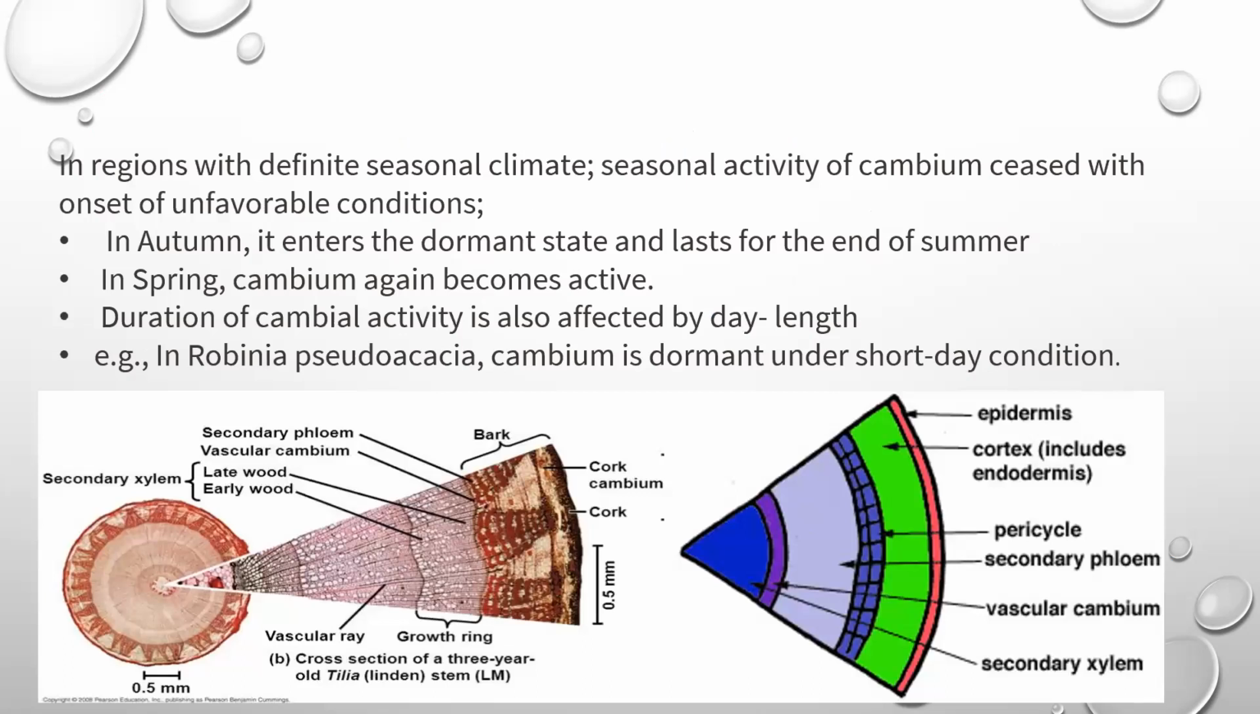In regions with a definite seasonal climate, the seasonal activity of the cambium also ceases with the onset of unfavorable conditions. Generally, this cambial activity also depends on the climatic conditions. In autumn, it enters the dormant state and it lasts until the end of the summer. In spring, the cambium again becomes active. The duration of the cambial activity is also affected by day length. For example, in Robinia pseudoacacia, the cambium is dormant under short day conditions. So here, the climatic conditions also influence this cambial activity.